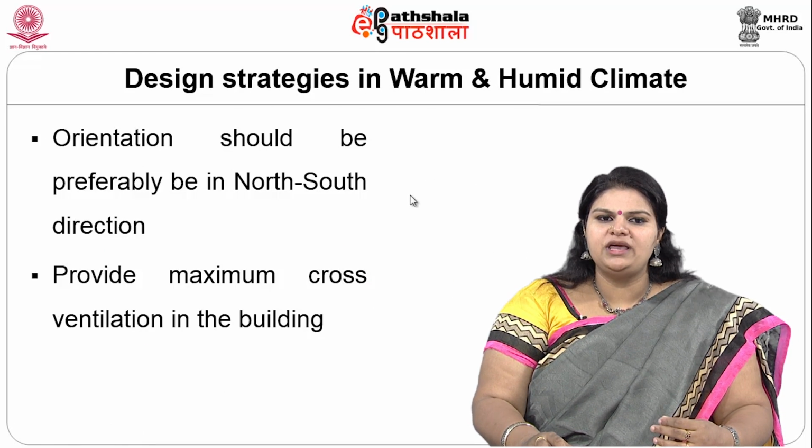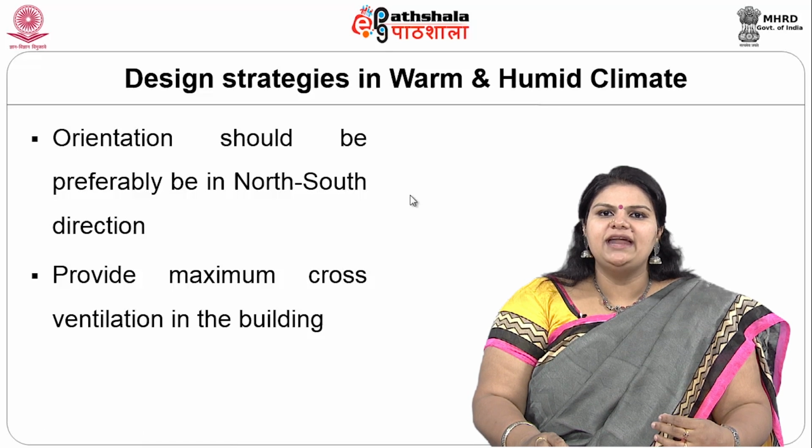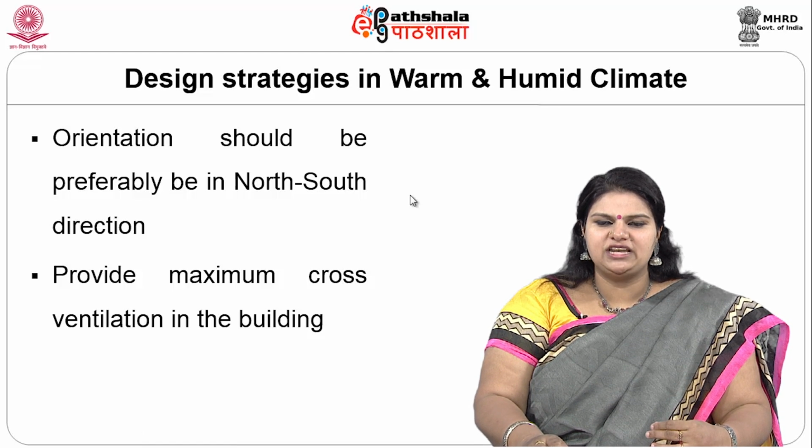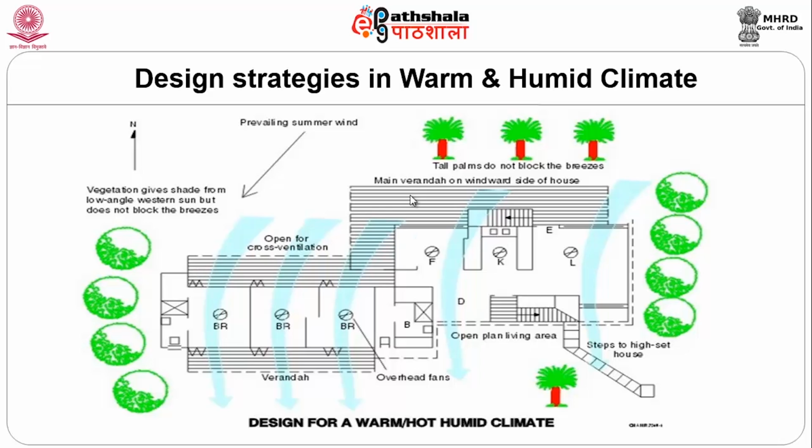Orientation should preferably be in the north-south direction. It needs to provide maximum cross ventilation in the building. The design strategies we need to take into consideration in warm and humid climate is we have a prevailing summer wind, and like we discussed, it needs to be north facing or south. Vegetation gives shade from any kind of western sun but does not block the breezes. So if we have north, we need to make sure the west is blocked, because west is where, as the sun sets, we have a lot of heat coming in.